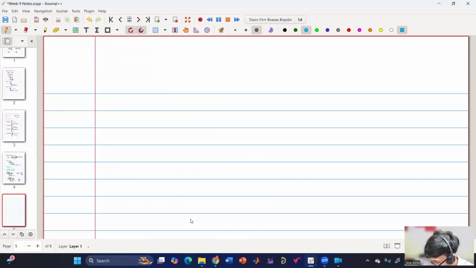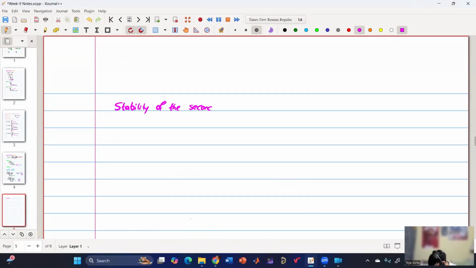the second order LTI system. Stability of the second order LTI system. So we have multiple cases. Let me explain each and every case. If you have any doubts, please stop me. So first we are going to consider case 1, which is lambda 1 less than 0 and lambda 2 less than 0.